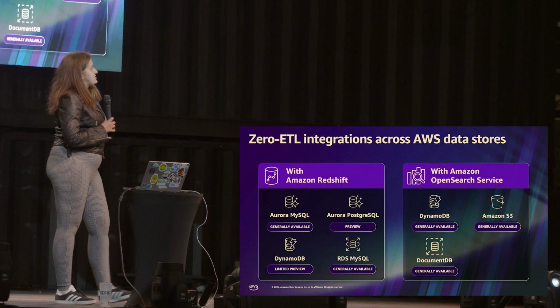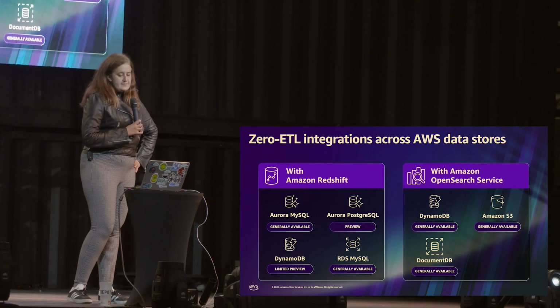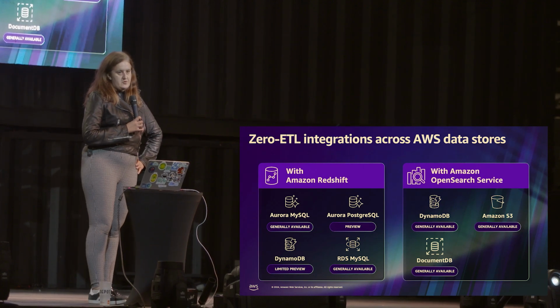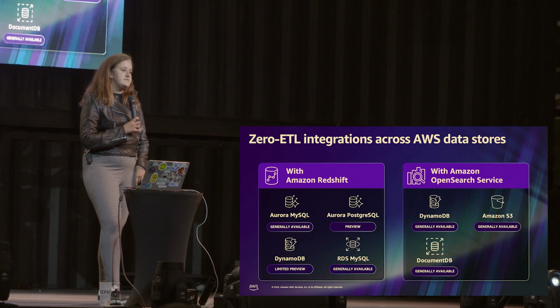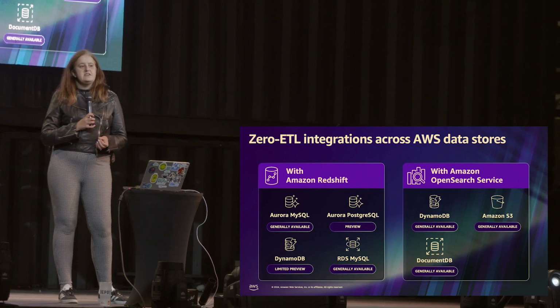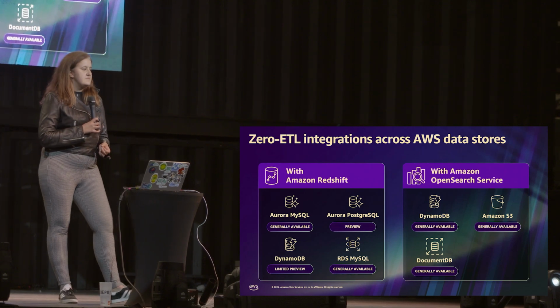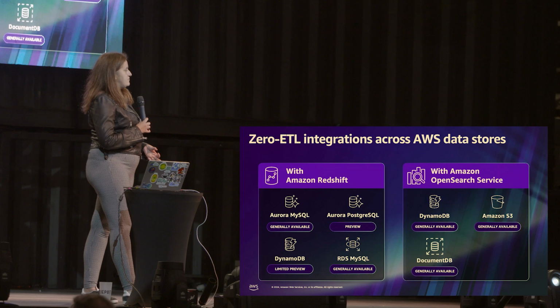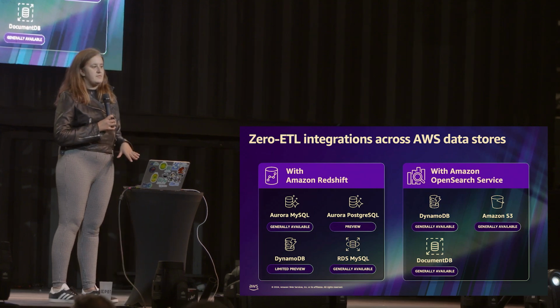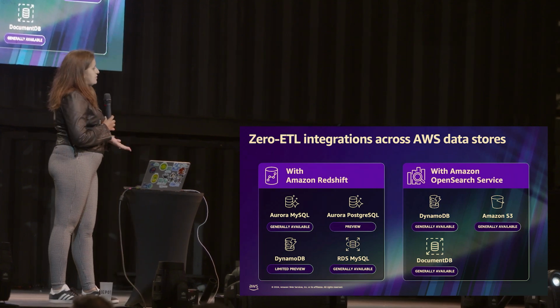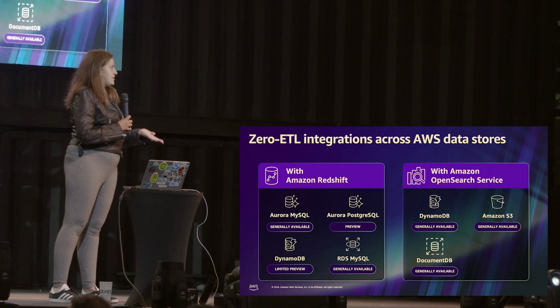You've also got a direct integration between DynamoDB and also Aurora PostgreSQL, but that's currently in preview. That means it's currently in development with AWS. It's available for you to test out, for example, in your test or development environments, but we don't recommend using it in production because the service is currently in development.